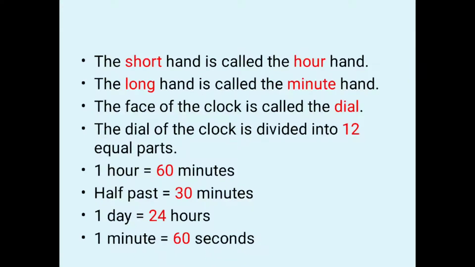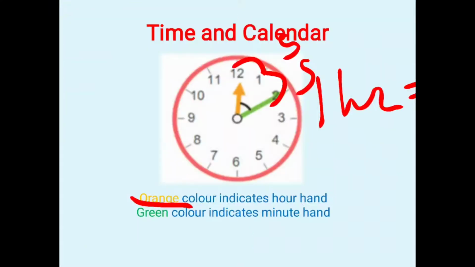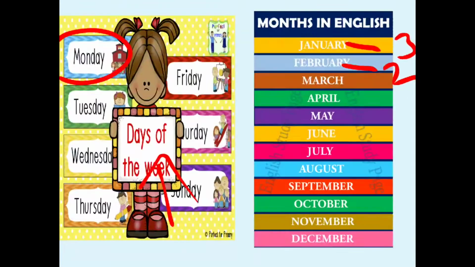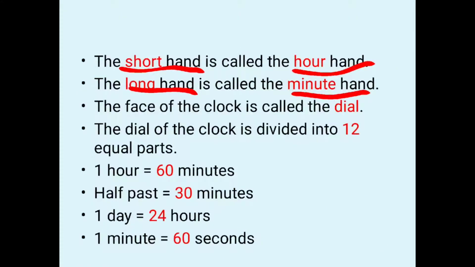Okay, now these points you need to remember: the short hand is called the hour hand, the long hand is called the minute hand. The face of the clock, wait, I'll show you. See this face, what do we call this? This is called the dial. What is it called? Dial. Okay, now it's divided into 12 parts. So the dial of the clock is divided into 12 parts.